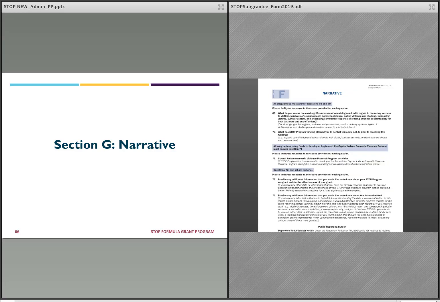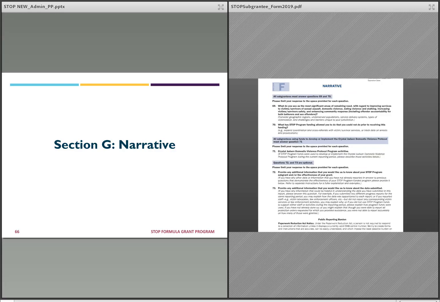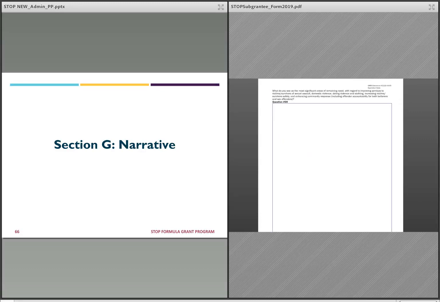In Section G, Narrative, subgrantees must answer questions 69 and 70 each reporting period. If either 69 or 70 are blank, you should encourage the subgrantee to fill out that question.